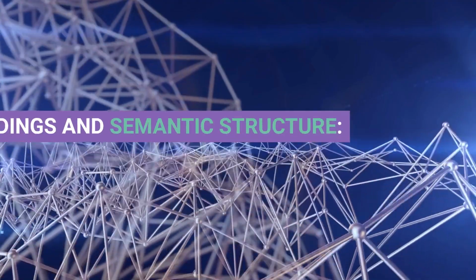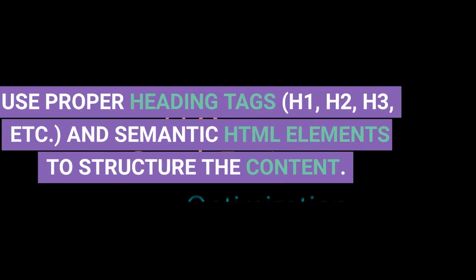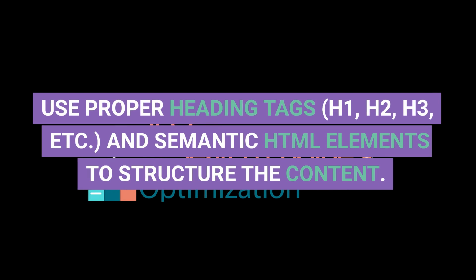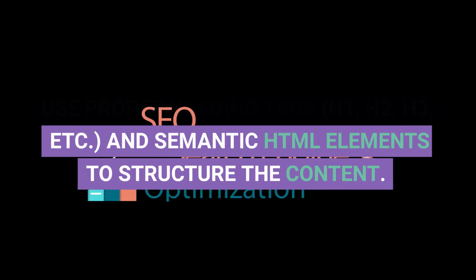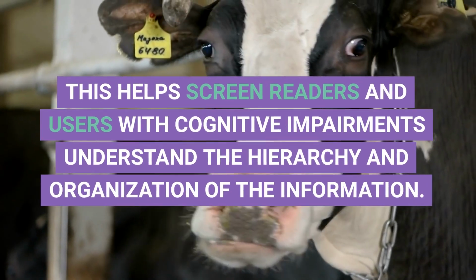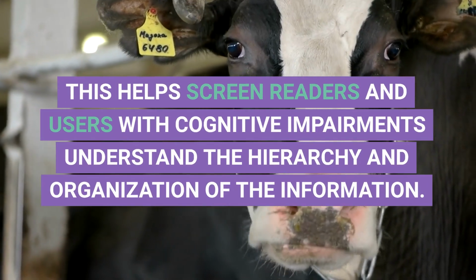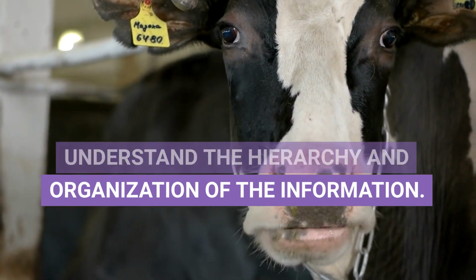9. Headings and semantic structure. Use proper heading tags, H1, H2, H3, etc., and semantic HTML elements to structure the content. This helps screen readers and users with cognitive impairments understand the hierarchy and organization of the information.